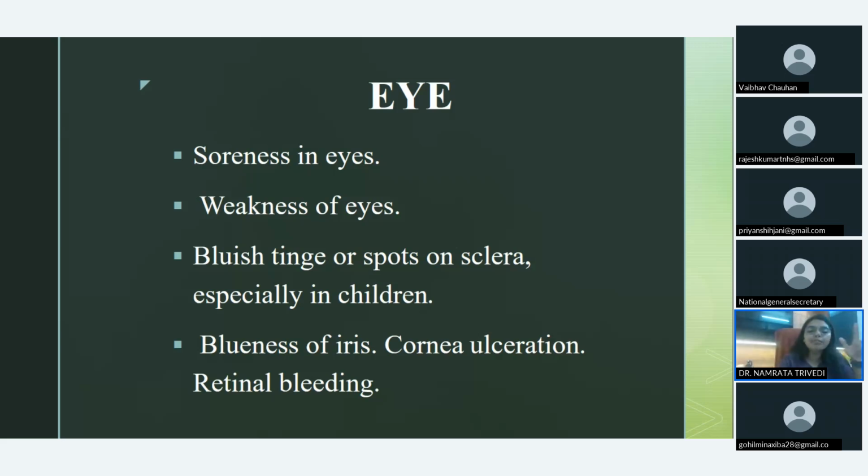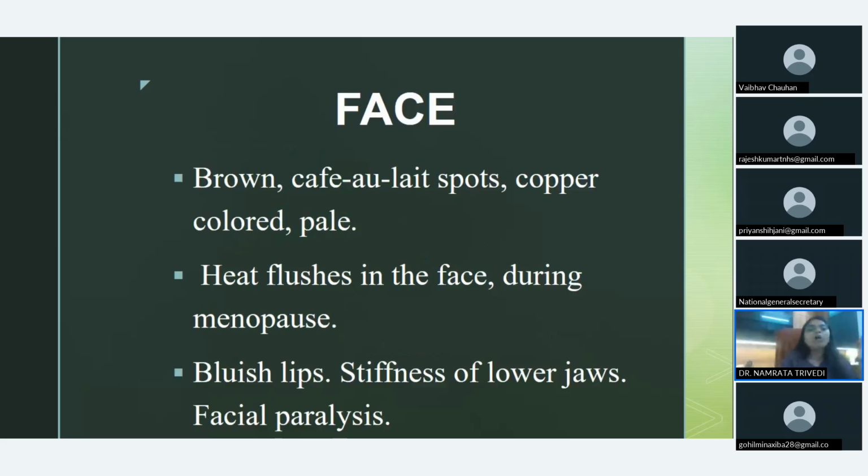Carcinosin medicine is the syphilitic miasm and cancer miasm. Now the face: café au lait spots. We earlier discussed café au lait spots, meaning a patient having dark brown light spots on the face, a copper colored pale face, and heat flushes in the face, especially during menopause, bluish lips, stiffness of the lower jaw, and it can also be given in cases of facial paralysis.